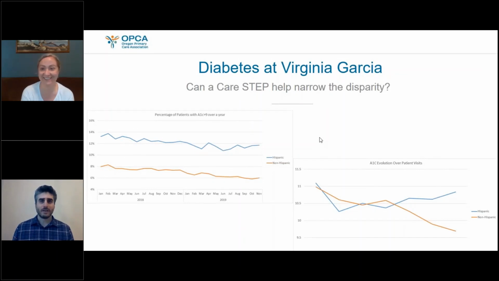To close, I really see CareSteps as a way to help narrow any disparities that are happening between the populations you serve. So what you see in front of you, to the left, is our trend lines, and these are the percentage of patients with A1Cs greater than 9 over the last year. The blue line represents our Hispanic patients, while the orange line represents our non-Hispanic patients.